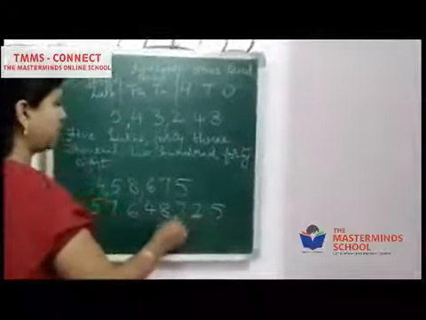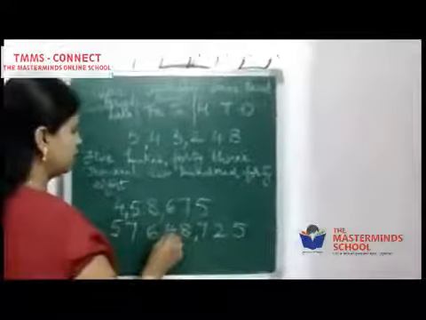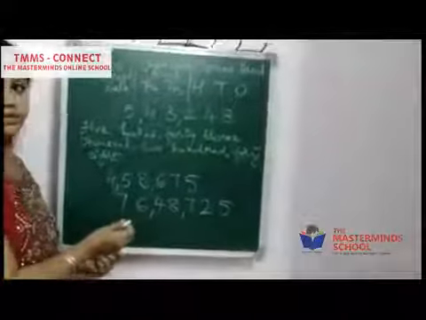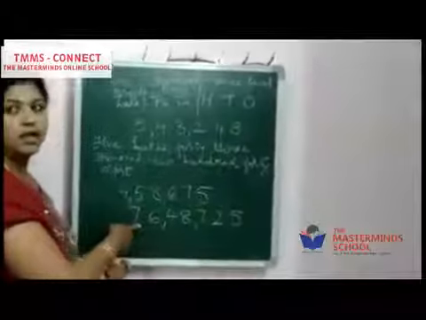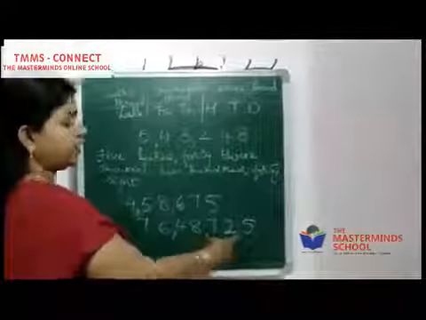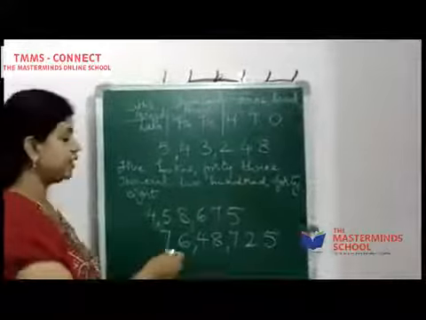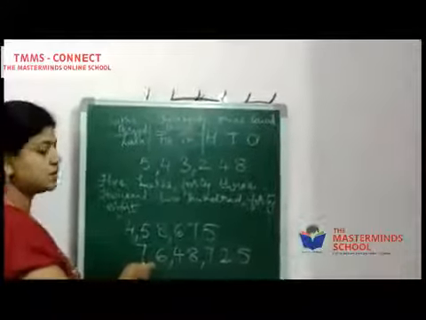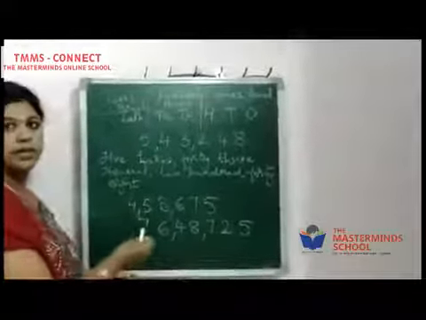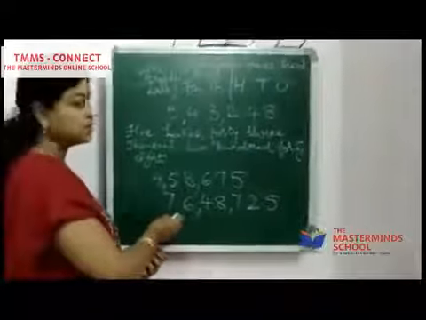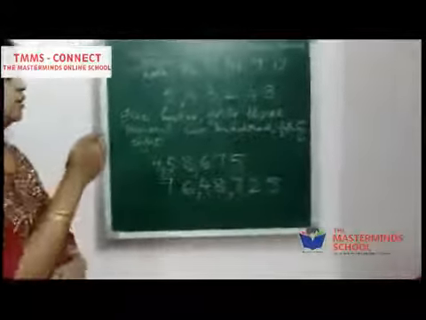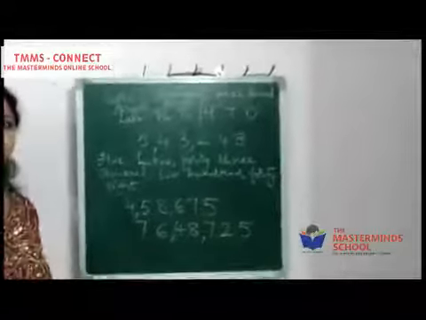Ones, tens, hundreds, comma, 1,000, 10,000, lakh, 10 lakh. Okay, so this is the number. How do we read this number? Now 76 is in the lakhs period, 48 is in the thousands period, 725 is in the ones period. So we read this number as 76 lakhs 48,725. Let me repeat again: 76 lakhs 48,725. Did you all understand, children, how to read a 6-digit number?